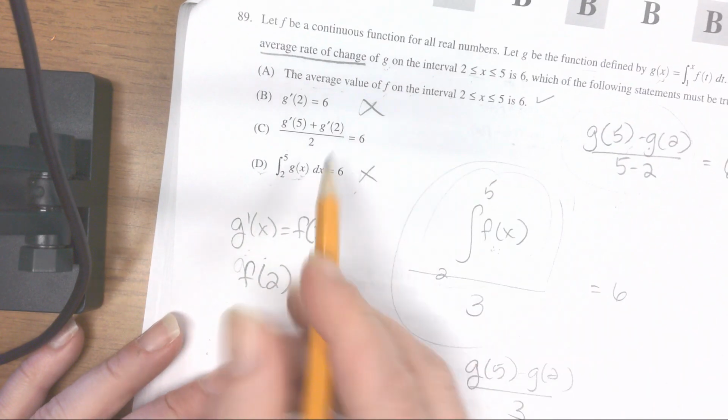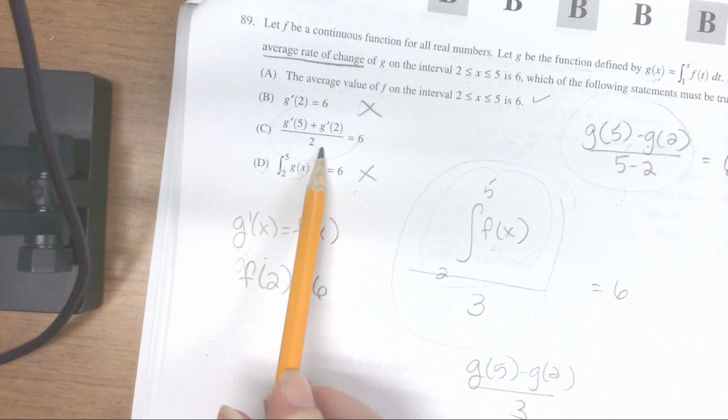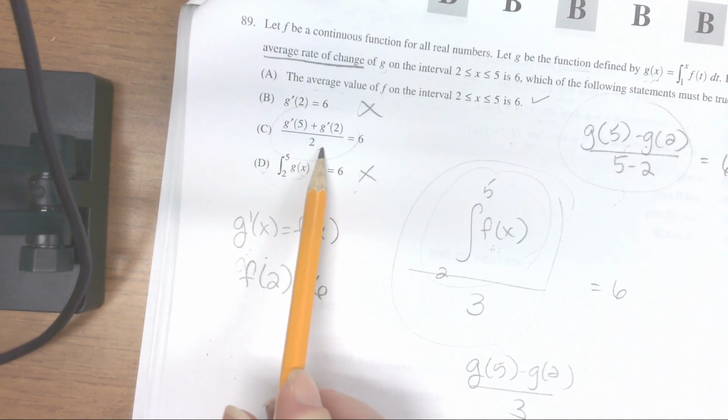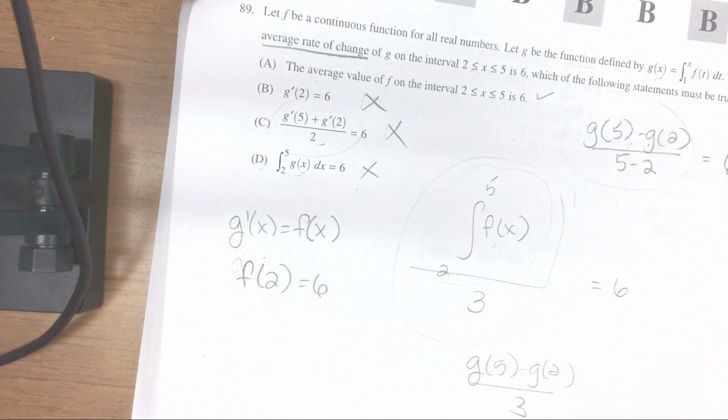People get confused with this because they think they're looking at something we never do in calculus. They're essentially averaging the derivatives together. We don't ever average derivatives together, so. Tricky. That was a hard one.